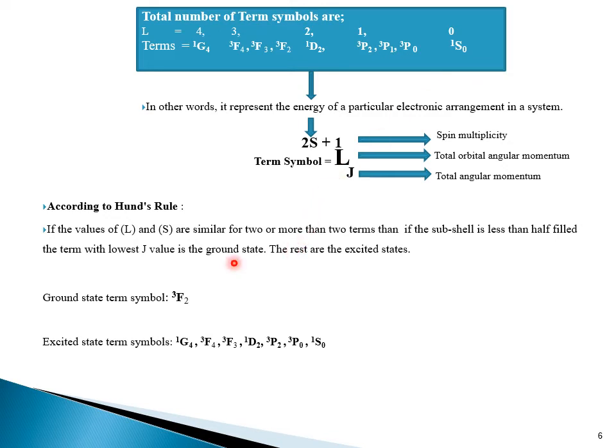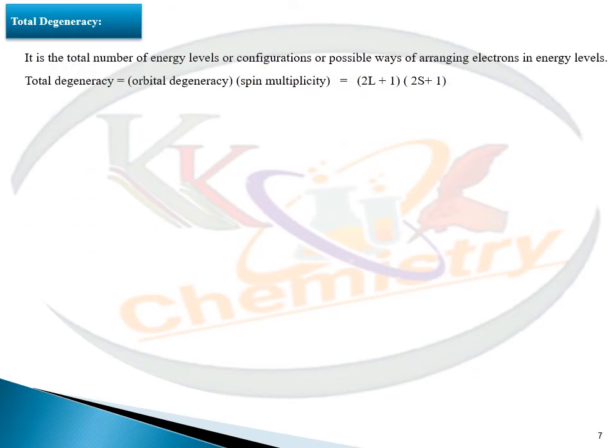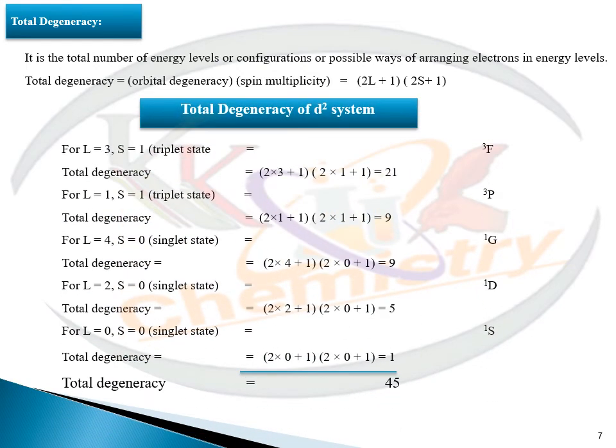According to Hund's rules, the term symbol with the highest spin multiplicity, highest L value, and lowest J value will be the ground state if the subshell is less than half filled. So the rest are excited states. By total degeneracy, we mean the number of possible ways to arrange these electrons. So here we have 45 possible ways of arranging these two electrons.